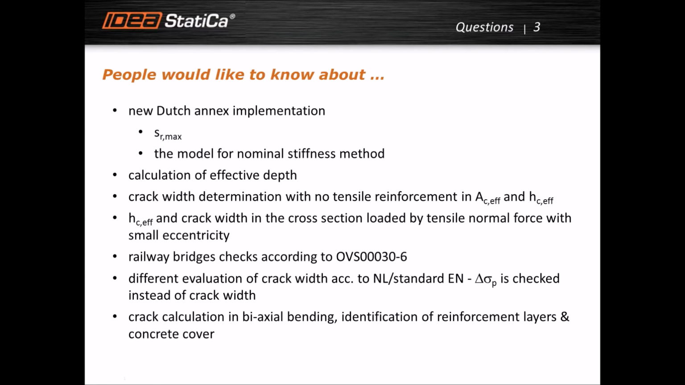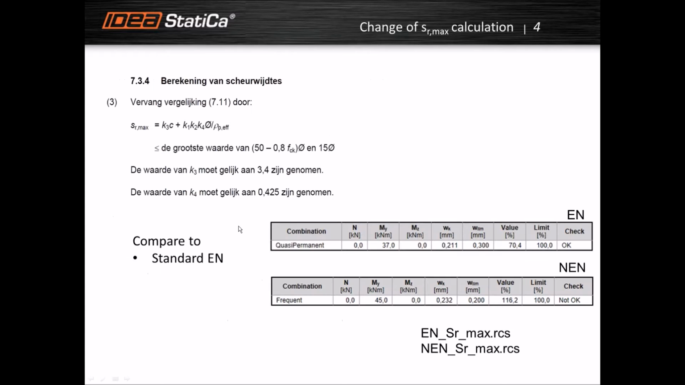I will mention the checks according to OVS document for railway bridges, and I will mention the differences in evaluation of crack width according to standard Eurocode and Dutch code, Dutch Annex, especially delta sigma P check, and also I will talk about biaxial bending and how we identify reinforcement layers and concrete covers.